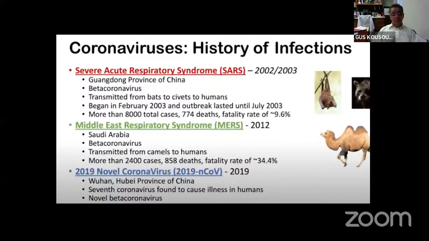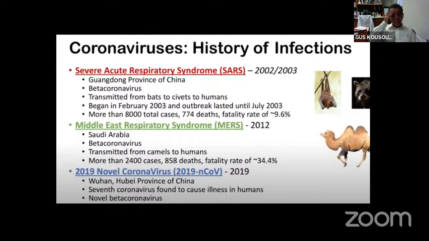We also have the cousin virus, the Middle East respiratory syndrome virus, MERS, another coronavirus, from 2012, originated in Saudi Arabia. Again, the same group of viruses. It was transmitted from camels to humans, more than 2,400 cases, 858 deaths, and a fatality rate of 34.4%. Very lethal virus. Again, it was very quickly isolated because the transmissions were only nosocomial, in hospital settings, and they were very easily contained because the virus was not easily transmissible.